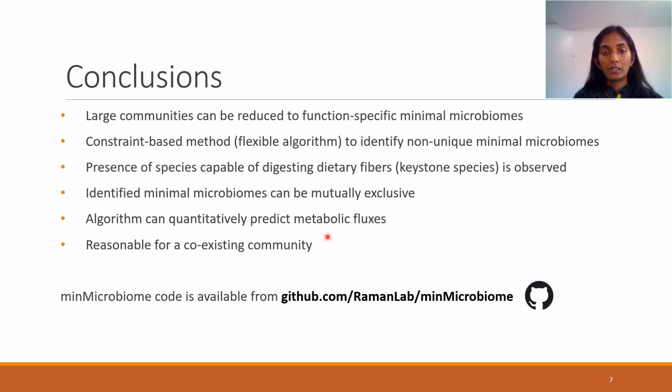The algorithm can quantitatively predict metabolic fluxes. It's reasonable for a coexisting community because of the constraint-based approach used. The gut microbiome is known to be a coexisting community, so it's reasonable for that. The minimal microbiome code is available on our GitHub page.